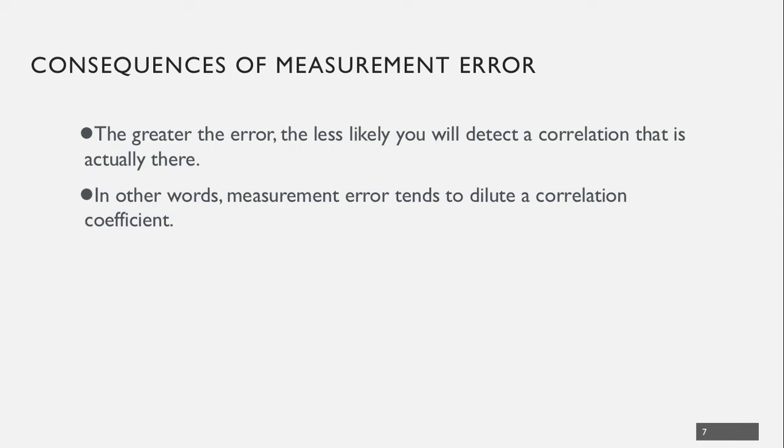Okay, so the problem with error is that the more error you have, the harder it is to detect a correlation, even if it is there. So measurement error dilutes correlation, which is bad. You want a correlation to be as strong as possible, and if you have a lot of error, it's going to be very, very weak, or maybe you won't even find a correlation, even if there is one.